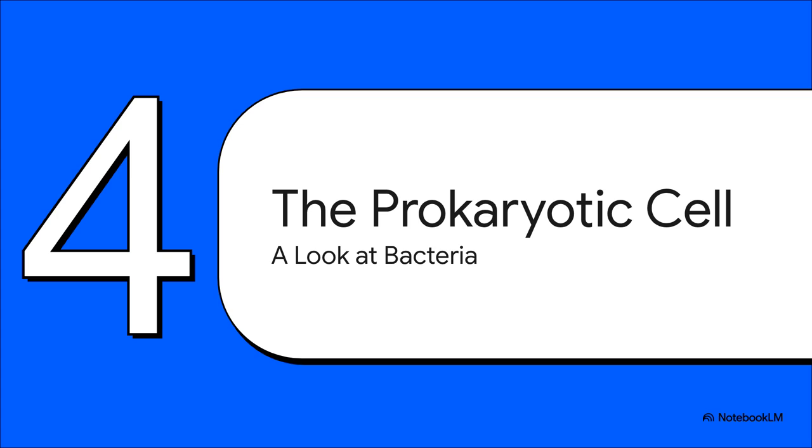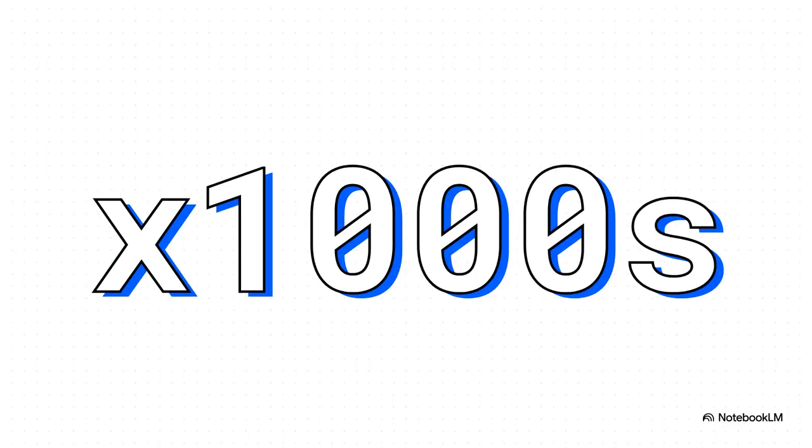Now, let's take a journey to a much, much smaller and simpler world. It's time to look at that other kingdom of life, the world of the prokaryote, like the bacteria that are all around and inside us. And when I say smaller, I really, really mean it. To give you a sense of scale here, the volume of a typical bacterium is thousands of times smaller than a single one of your animal cells. It's hard to even wrap your head around that.